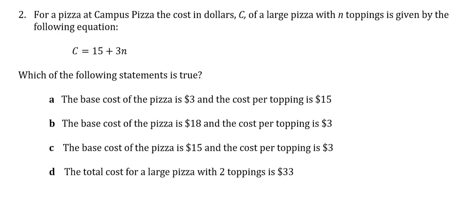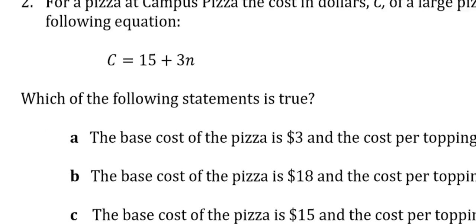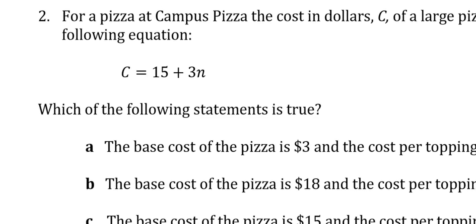For a pizza at Campus Pizza, the cost in dollars C of a large pizza with N toppings is given by the following equation. So this one's giving us the rule, but it's asking us to think about what the rule means in terms of words. When you look at that, before we even start to read the ABCD, what does it make you think?